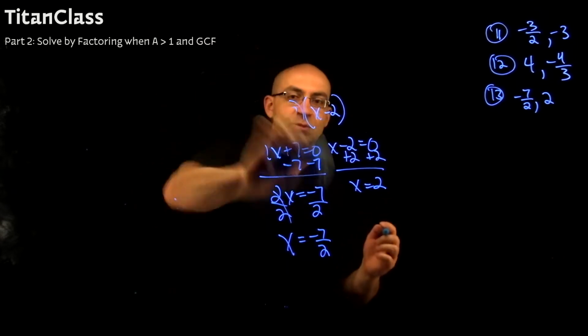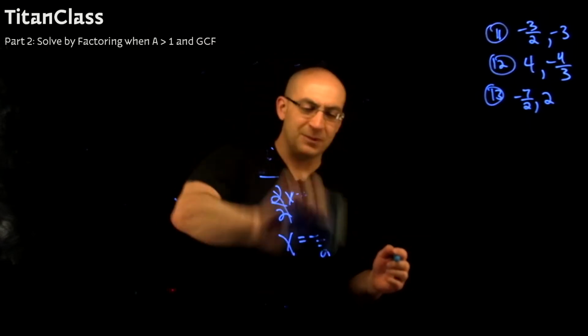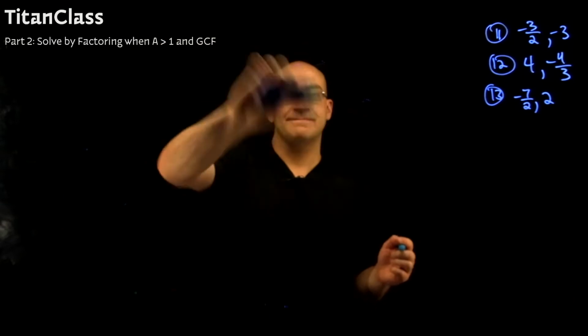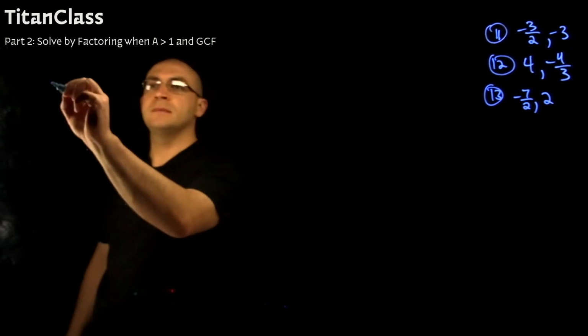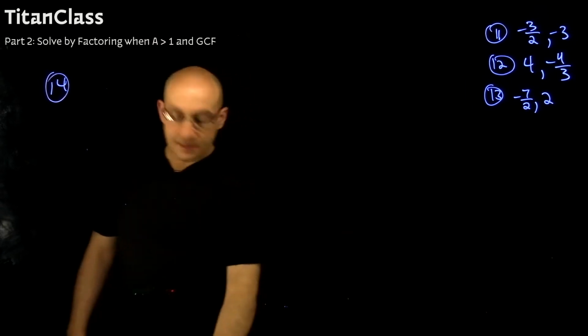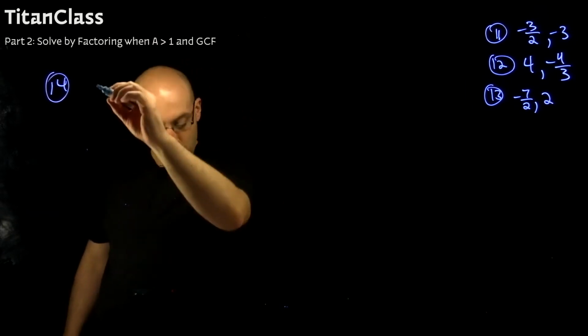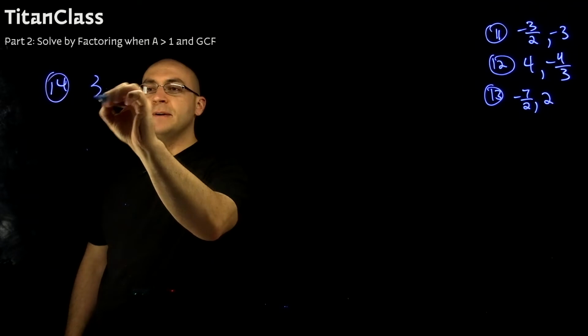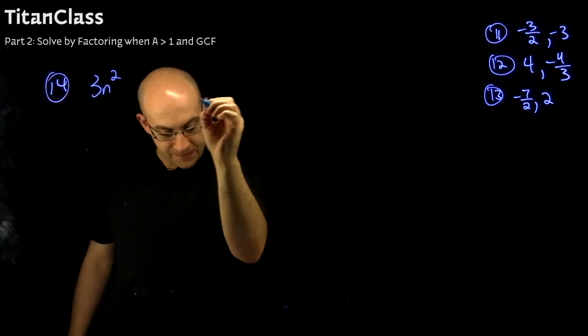I think the blue marker's working out a lot better for us, right? That red one, or pink one. Oof. Oh. Thank you. 3n squared. I heard that, by the way. I don't know how I heard that.